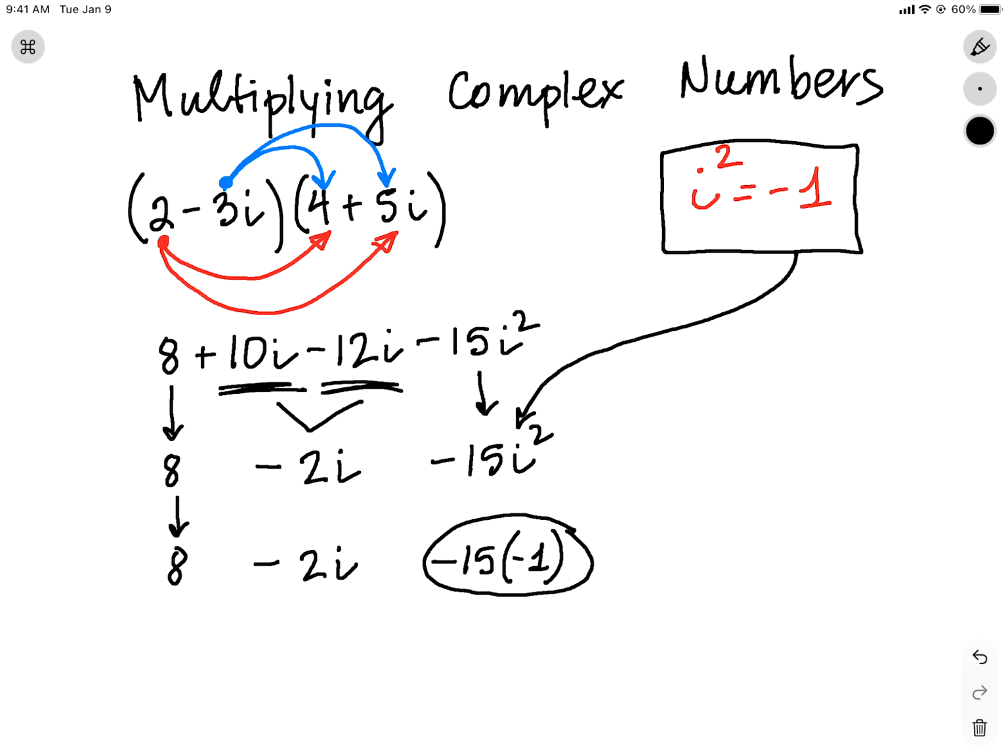So this is what I have now. My 8, the -2i, and the positive 15. To complete this process, I will now combine the real parts, the 8 and the positive 15. So altogether, I now have a 23 minus the 2i.